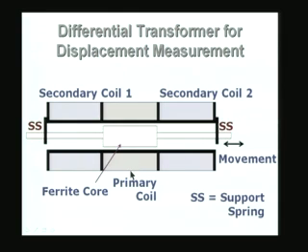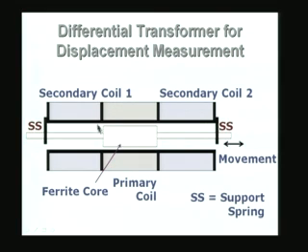Suppose I give an alternating current to the primary coil. The two secondary coils are going to generate alternating current voltages, and if the ferrite core is moved to the left, there will be more coupling between the central coil and the secondary coil here, so that this will generate more voltage and this will generate less voltage. Suppose this moves to the right hand side, the secondary coil 2 will give you a higher voltage than the secondary coil 1, and I connect these secondary coils back to back. So, if I measure the difference in voltage generated by the secondary coil 1 and the secondary coil 2, that will be proportional to the movement or the displacement.